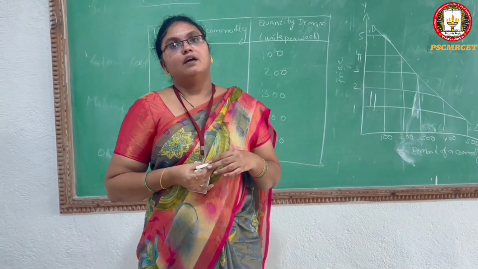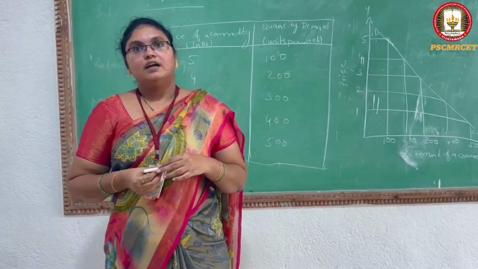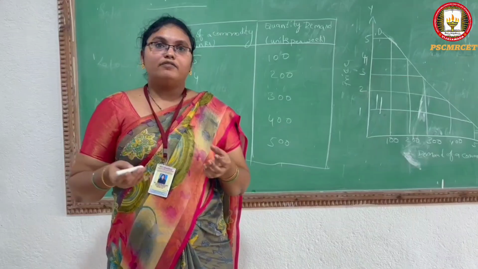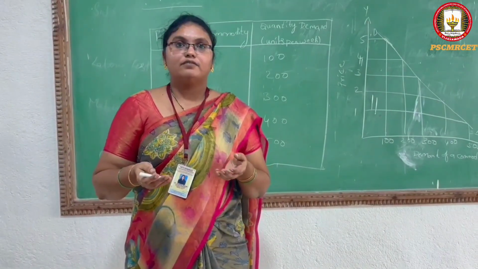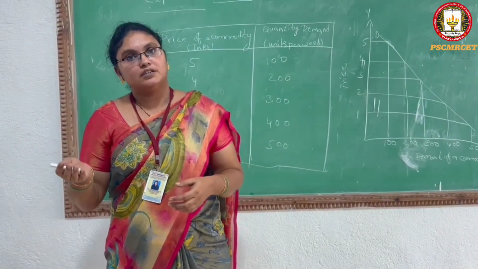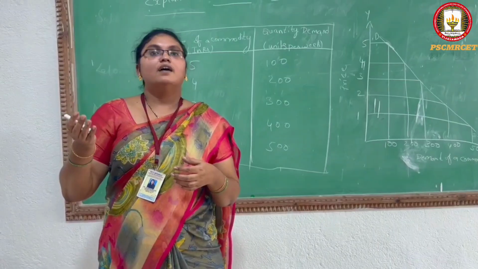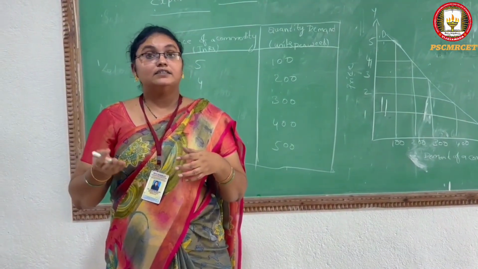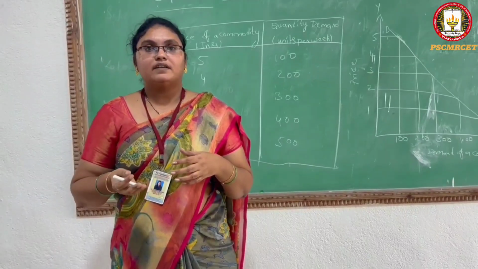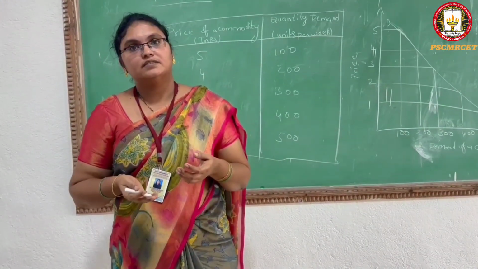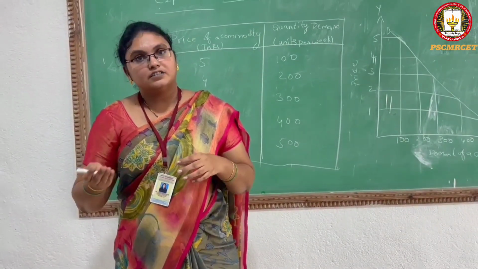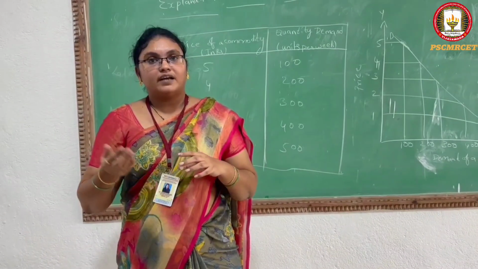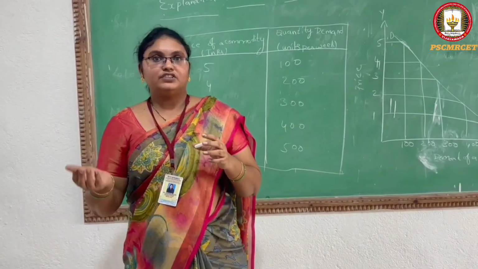Now, the law of demand. The law of demand states that there is a relationship between price and quantity demanded. It explains that when the price of a product is increased, the demand for the product is decreased. When price increases, demand decreases. Price decreases, demand increases, other things being constant. It means other factors, income of the consumers, climatic conditions, customers' taste and preferences, are all constant. When price changes, demand will change.